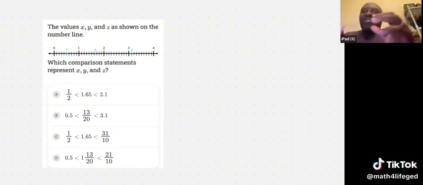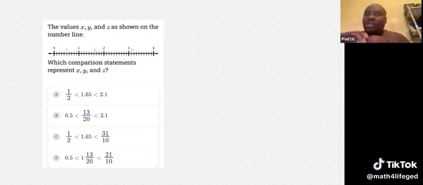Okay. So we have a number line 0 to 1, 1 to 2, and there are 10 bars in between, right? 10 little lines in between. So how do we approach a problem like that? What do the bars represent? Well, those are decimals or fractions from 0.